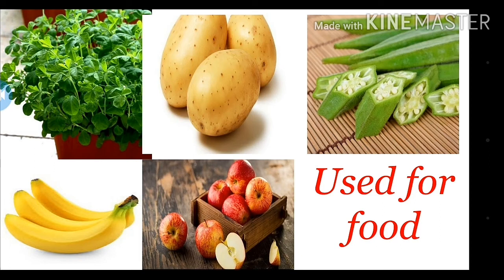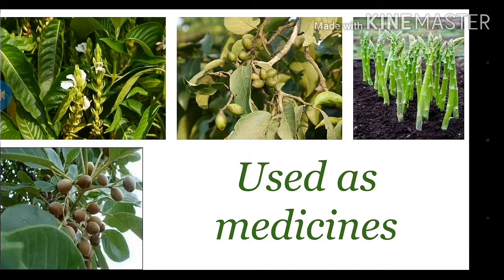While there are some plants also which are used as medicines. Which are those plants which are used as medicines? The first, that is the adulsa or the vasaka, as we can say. Then the hirada, the behada, the asparagus. These all plants are used as medicines. So plants are also useful in different ways.